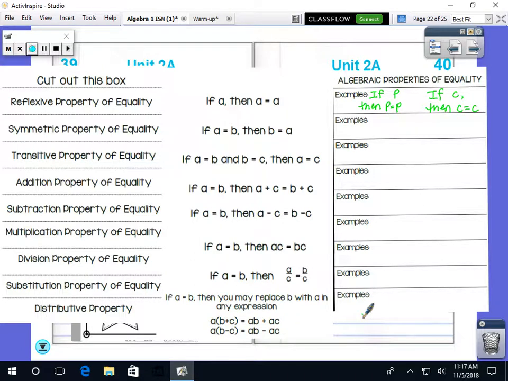Okay, so that's what the reflexive property of equality says, is that you have the exact same thing on both sides. It's like a reflection in a mirror. They look identical on both sides of the equal sign. Yeah, you glue them both down into that top example box.